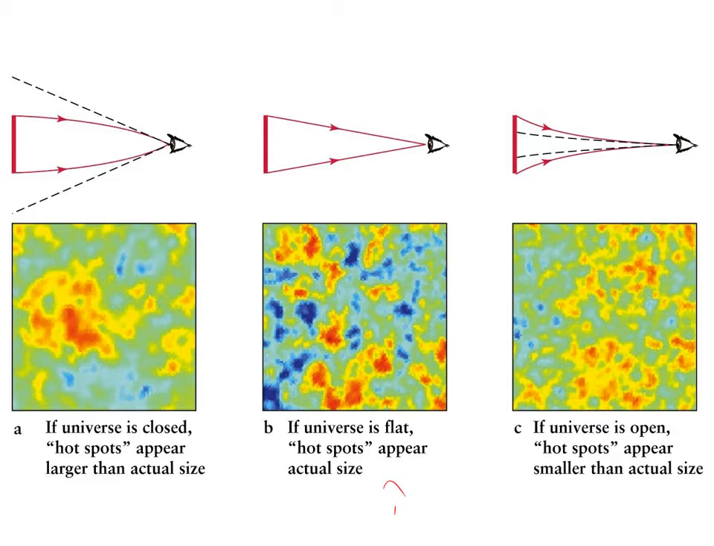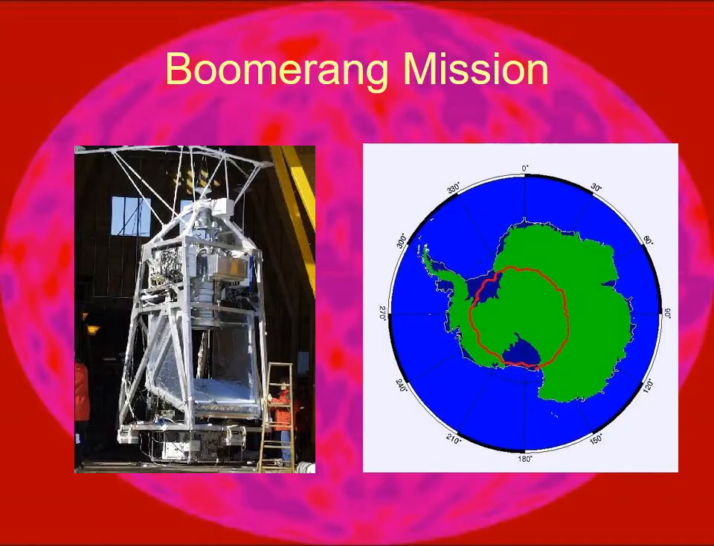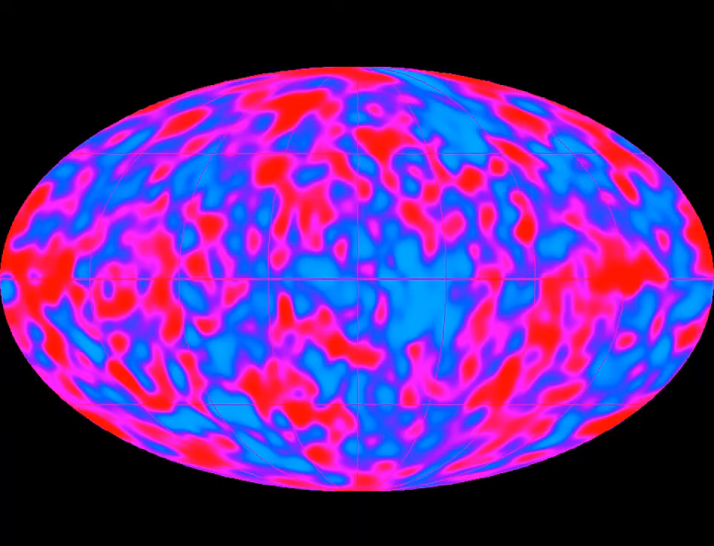If we have a closed universe, in other words, if we have spherical curvature, in other words, it's going to fall back in on itself, then the clumps are going to appear too big. If, on the other hand, the universe is open, hyperbolic, the clumps look too small. And so to measure that, NASA launched another mission. Now this one, interestingly enough, instead of launching to space, was a high altitude balloon that floated around the South Pole, called the Boomerang Mission, because it floated all the way around back to the starting point. And this is what it measured.